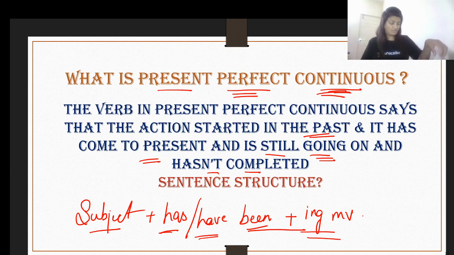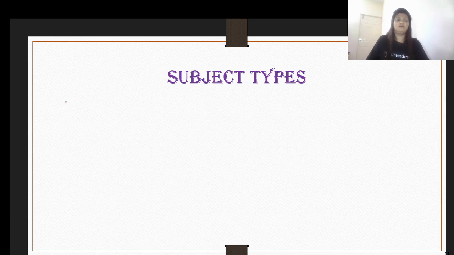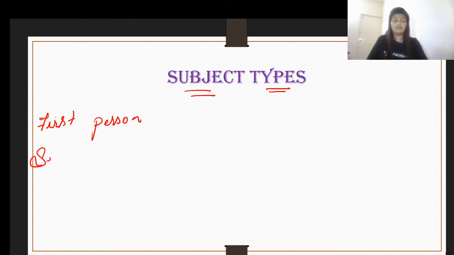In a little while, I will tell you what an ing is and the different forms of the verbs. But first, let us know what the types of different subjects that we have. Well, there are many subject types, which I have already explained to you in my previous videos. But I'm going to explain again in case you do not remember them. Well, there are three types of subjects. Number one, we call it first person. Number two, second person. Number three, third person.